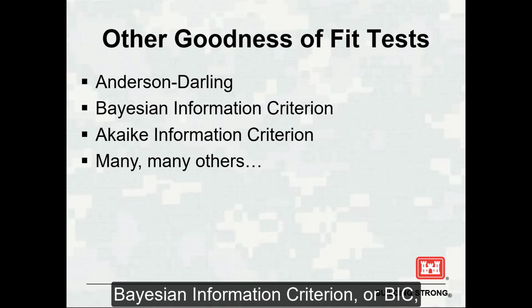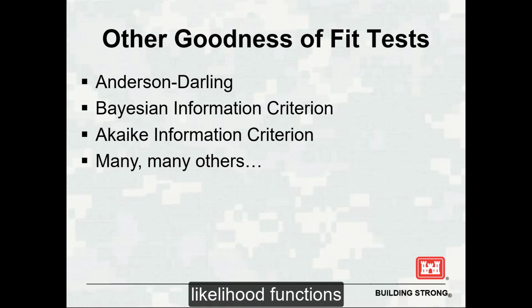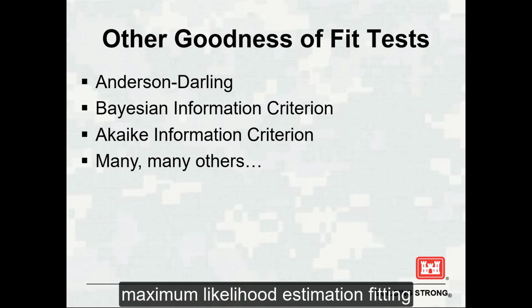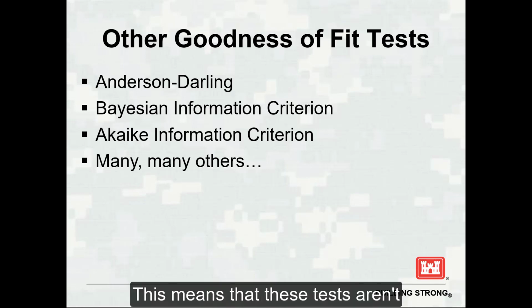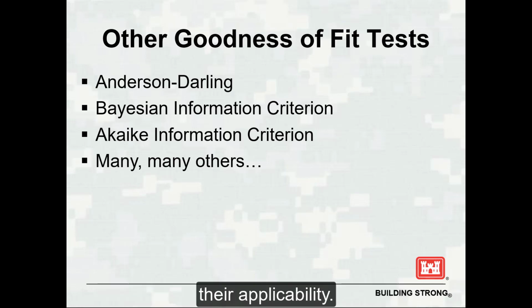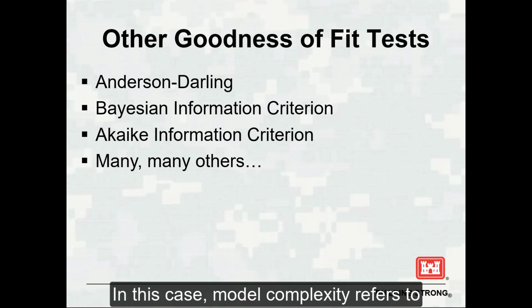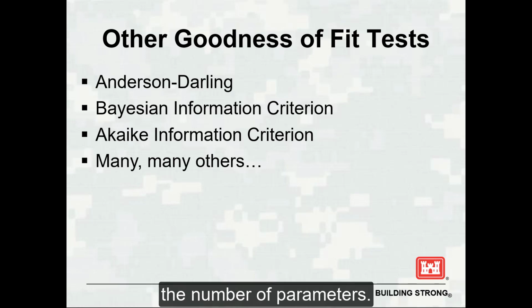Bayesian Information Criterion, or BIC, and Akaike Information Criterion, or AIC, are similar tests. Both the BIC and AIC tests make use of likelihood functions, which were briefly introduced in the last lecture for use within the maximum likelihood estimation fitting method. This means that these tests aren't appropriate for use when fitting methods like method of moments are used, which limits their applicability. However, these tests are really cool in that they penalize complex models in an attempt to weed out overfitting. In this case, model complexity refers to the number of parameters.